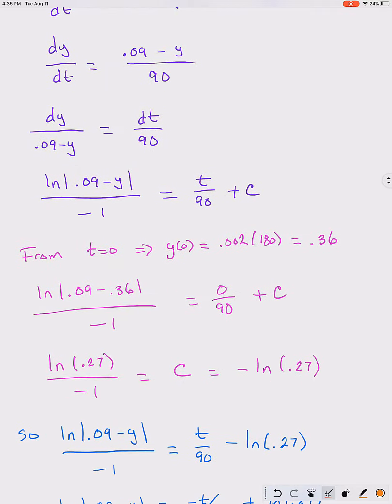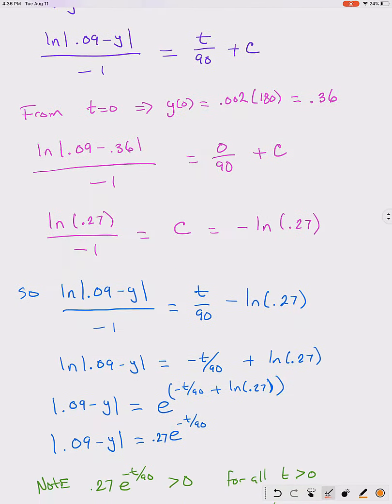So I took the antiderivative of both sides. I get the natural log of the absolute value of 0.09 minus y on the left, divided by -1, and that's equal to t over 90 plus some integrating constant c. Now we'll find out what this integrating constant c is.